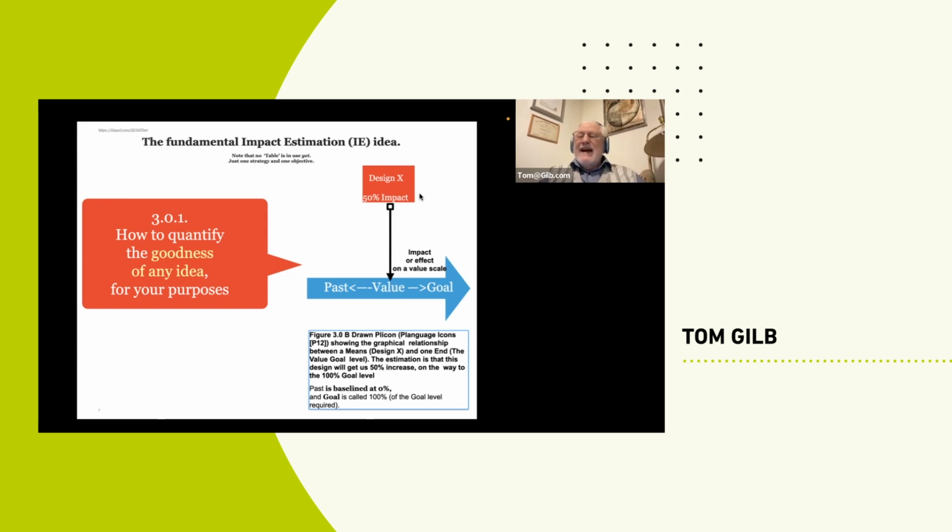And we have a special language for the impact called the percentage impact. And as it says down here, 0 means nothing happened. 100% means, wow, you got to your ultimate goal. And 50% means you got halfway. Wonderful. But what about the other half?